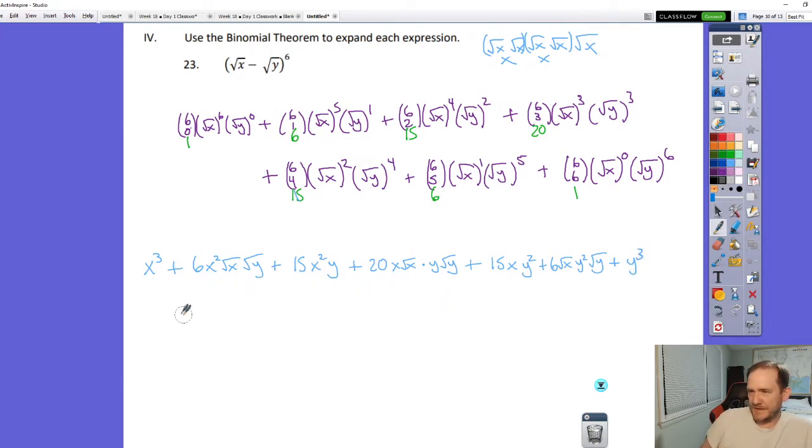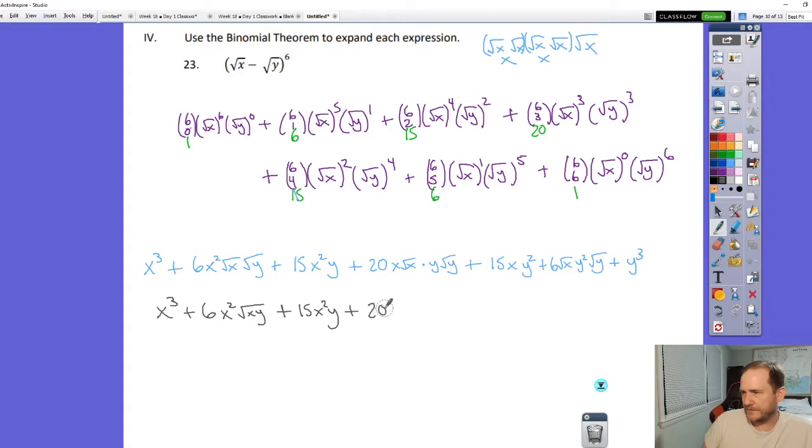Alright, there's my expansion. It can be cleaned up a smidge. This will be an x cubed. This will be 6x squared. If you've got 2 square roots, you can combine that. This would be root xy. Put them both under the same radical. Then the 15x squared y is fine. That's nice and clean. This is a little ugly though.